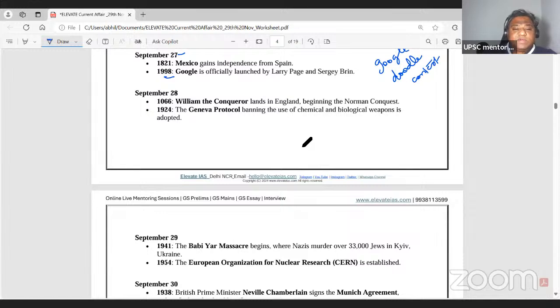In 1924, September 28, the Geneva Protocol banning the use of chemical and biological weapons is adopted. Remember this as the Geneva Protocol. When did this happen? This happened between the two world wars, in 1924.